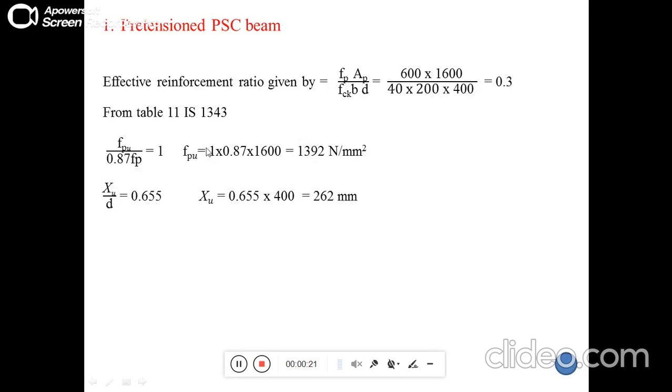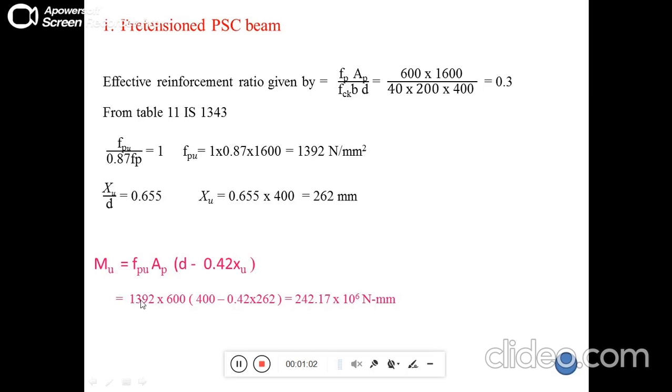So from this data we can calculate the value of FPU. The value of FPU is 1392 Newton per mm square, and XU is 262 mm. Now these two values are a prerequisite for applying in this formula. This formula is for finding the moment of resistance for a beam with the rectangular cross section. So MU is equal to FPU into AP into (D minus 0.42 XU). So we have the value of FPU.